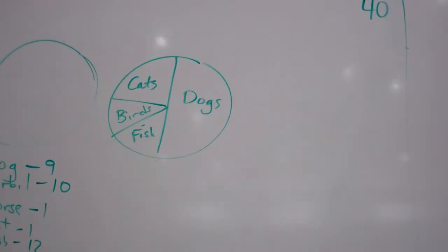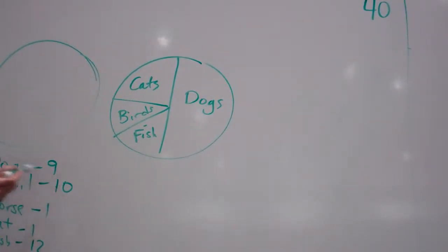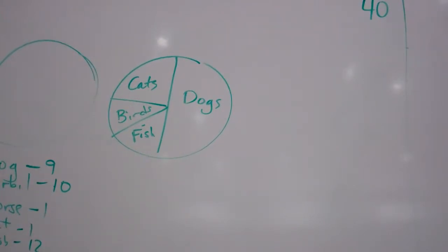Big graph. How should I do this graph though? What should I figure out first? How many in all we have? How many pets do we have? So help me out. 12 plus 10 is 22. 22, 31, 32, 33, 34. Good job. That kid's pretty good at math, isn't he?